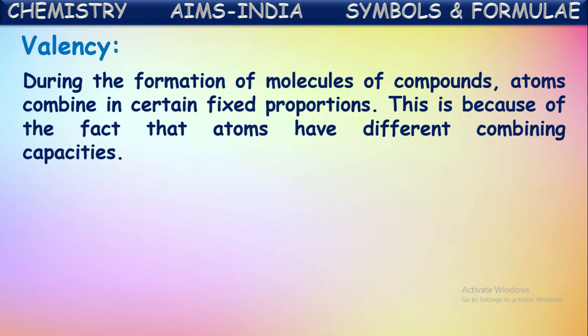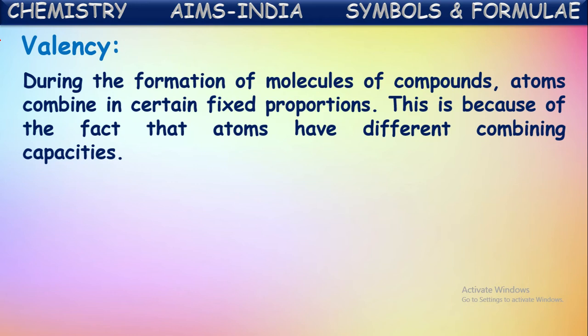During the formation of molecules of compounds, atoms combine in certain fixed proportions, isn't it? For example, in the formation of water, hydrogen and oxygen atoms combine in a certain fixed proportion. In the same way, in the formation of all kinds of compounds, atoms always combine in fixed proportions. This is because atoms have different combining capacities.